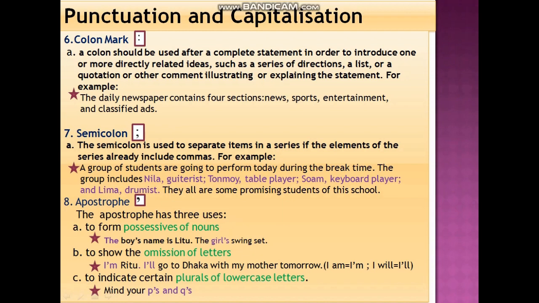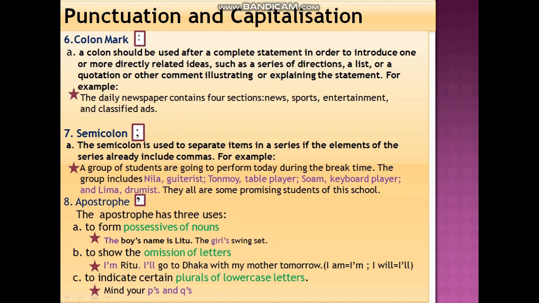Number 7, semicolon. The semicolon is used to separate items in a series if the elements of the series already include commas. For example, a group of students are going to perform today during the break time. The group includes Neela, guitarist; Tonmoy, table player; Shom, keyboard player; and Lima, drumist. They all are some promising students of this school.